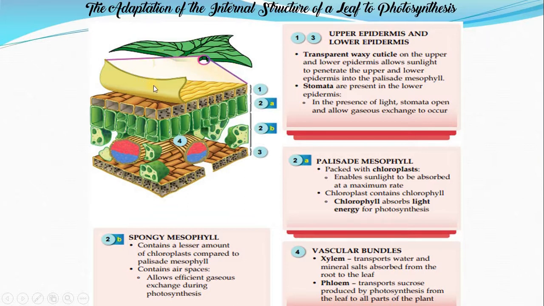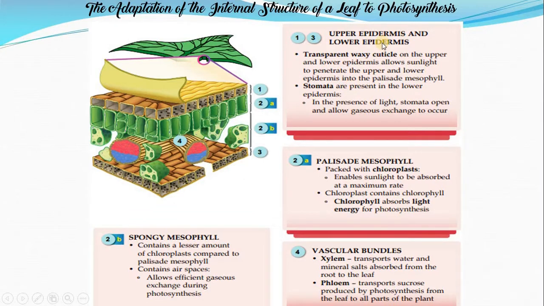Okay, so what is this? Do you still remember? This is referred to the cuticle, right? This one is the upper epidermis, and this one is the palisade mesophyll. This one is the spongy mesophyll, this is the lower epidermis, and here these are vascular bundles. There are about 4 adaptations actually.